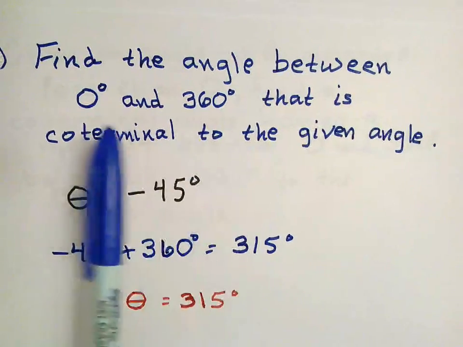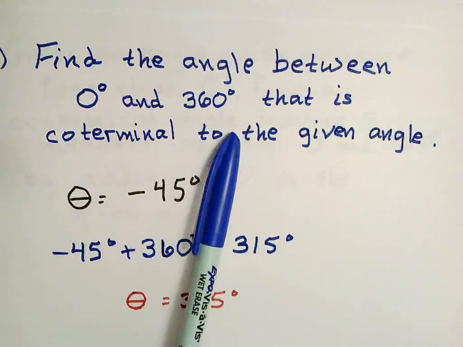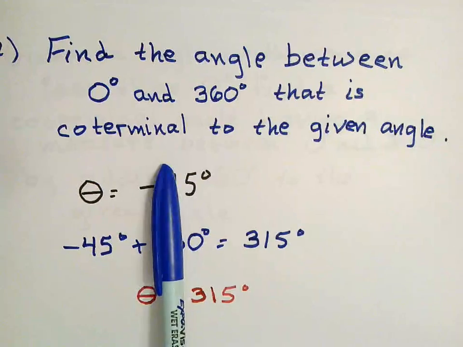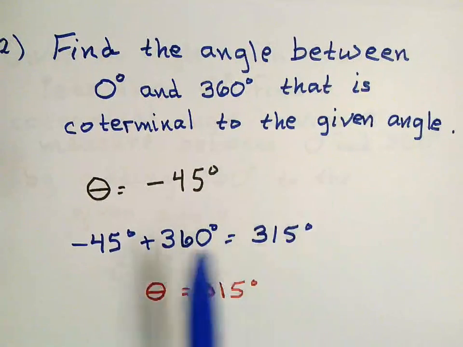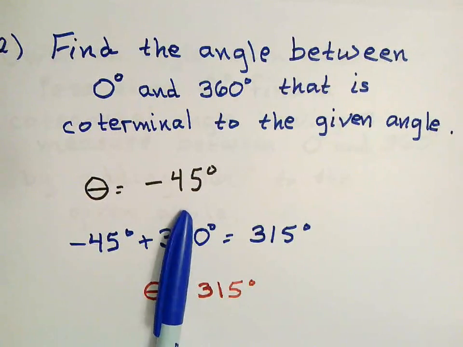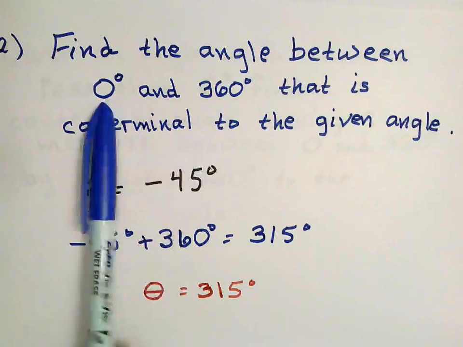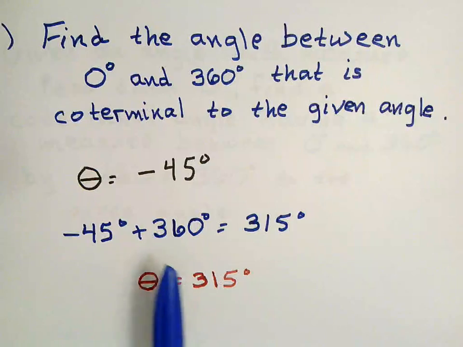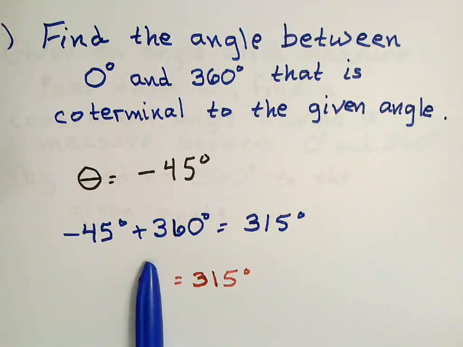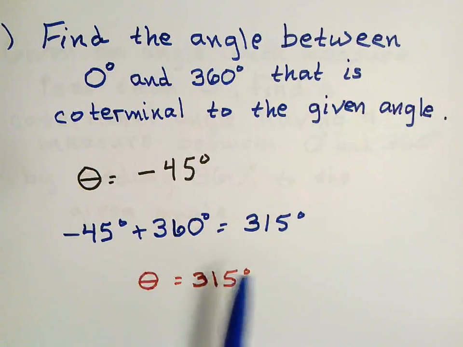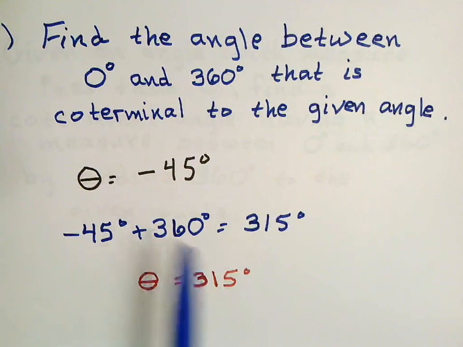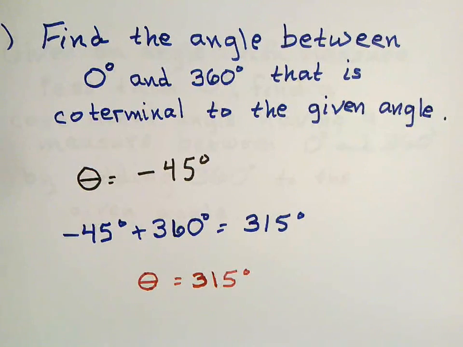Find the angle between 0 degrees and 360 degrees that is coterminal to the given angle. Well, here the theta is negative 45 degrees, but we want an angle that is between 0 degrees and 360 degrees. So this time we're adding 360 degrees. When we add 360 degrees, we get 315 degrees, which is between 0 and 360 degrees. So our answer here is 315 degrees.